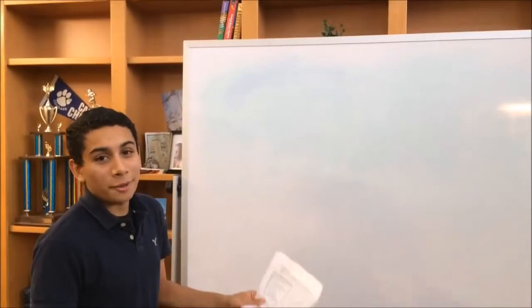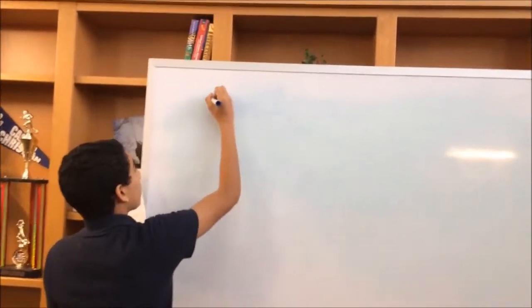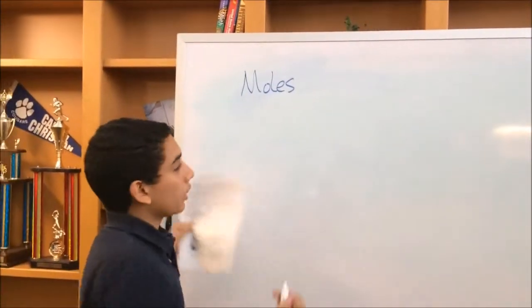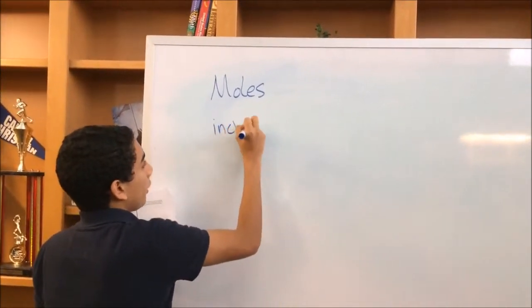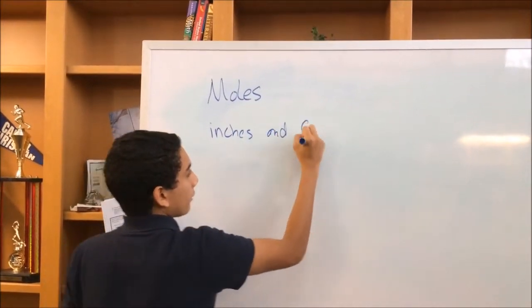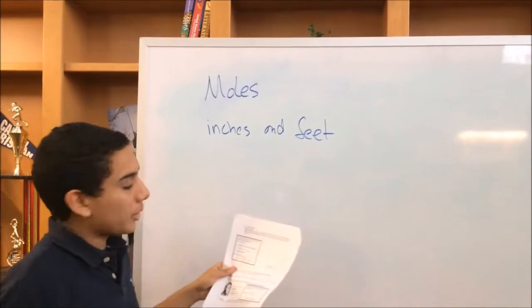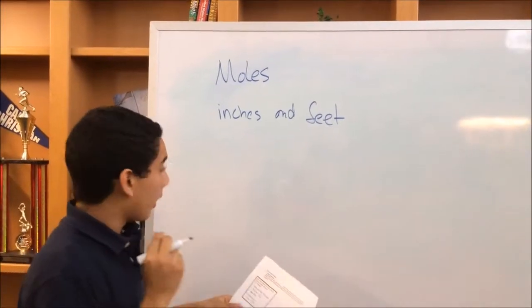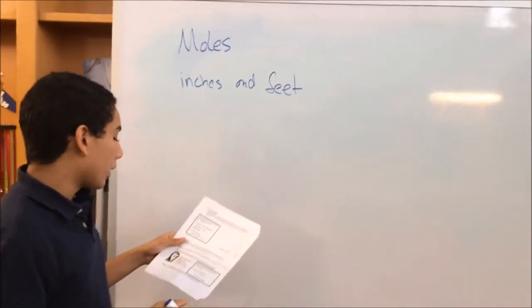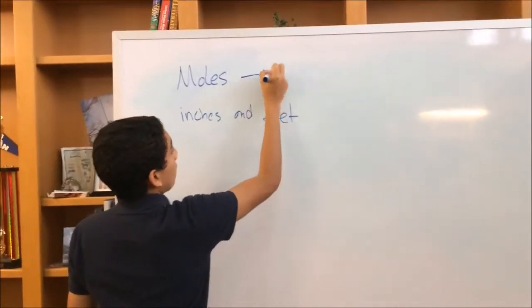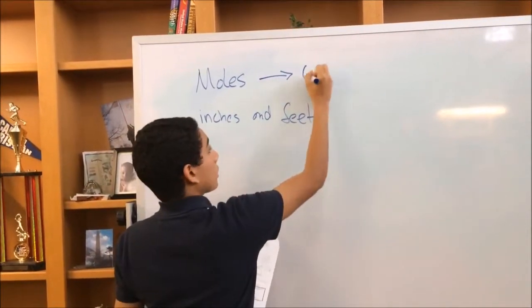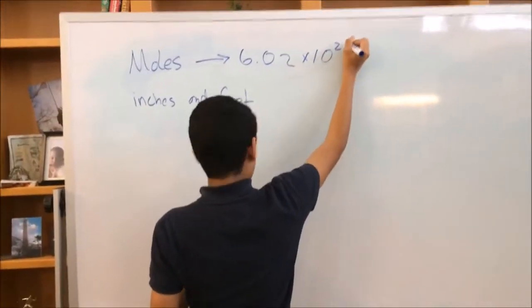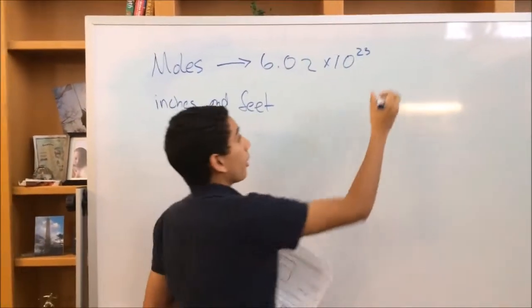Okay, so today we're gonna learn about moles, and a mole is a unit of measurement, just like inches and feet. But they measure different things. They measure particles and atoms. And 1 mole is about 6.02 times 10 to the 23rd power of particles.